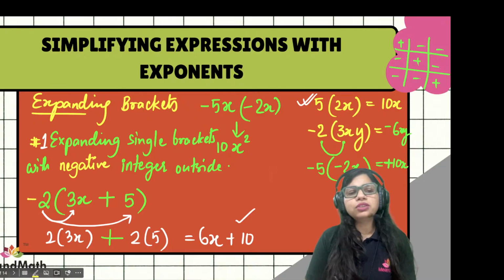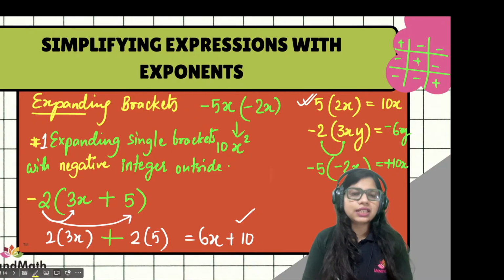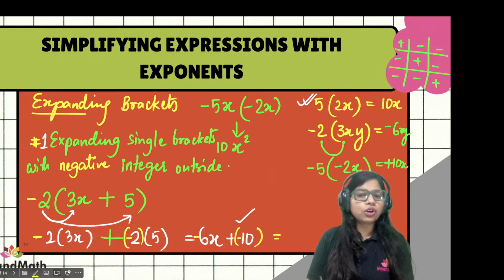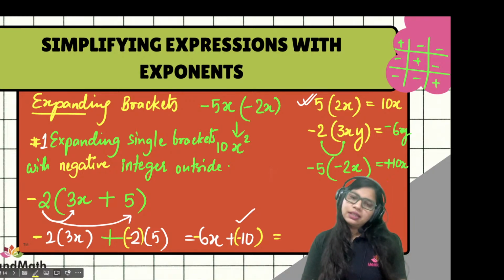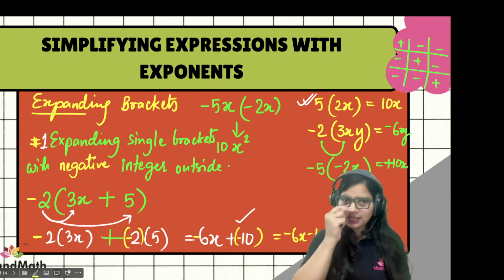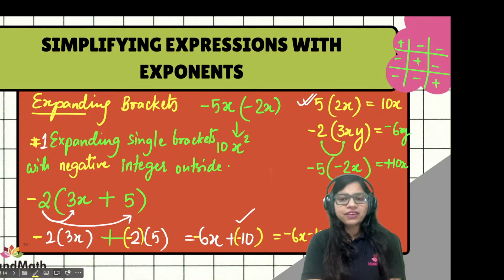Meaning if I say minus 2(3x plus 5), what would change? It would be minus 2 here and minus 2 there, correct? Minus 2 times 3x will give you minus 6x. Minus 2 times 5 will give you minus 10. Overall, the answer would be minus 6x minus 10. Right? Does it make sense? That's not difficult to understand.